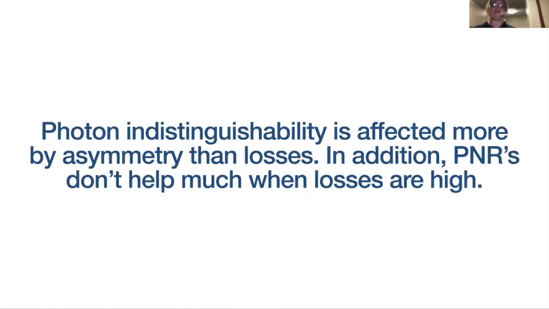So to wrap up the results that we got with this, photon indistinguishability is affected more by asymmetry, whether that be asymmetry of losses or asymmetry of the modes themselves. It's affected much more by that than losses. In addition, photon number resolvers don't really help much when losses are high.